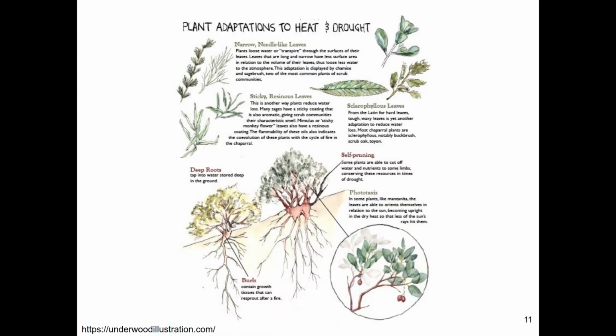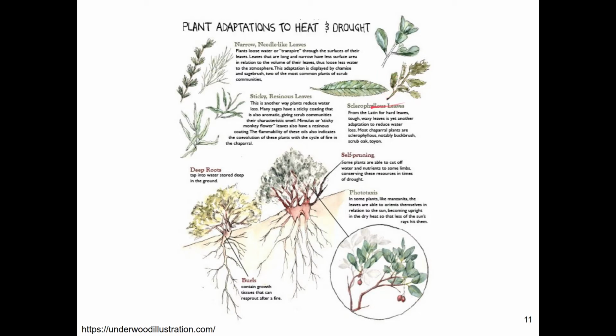I put a whole bunch of pictures. So this is plant adaptations to heat and drought. Narrow leaves so that they don't get too much sunlight. Leaves with coatings to prevent water loss. Deep roots. Burls to store water and energy. A really common fire adaptation as well, having a big massive root ball that stores energy. Self-pruning to drop leaves or branches that you don't need.